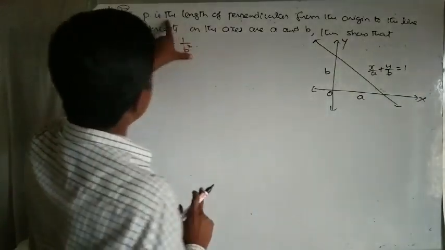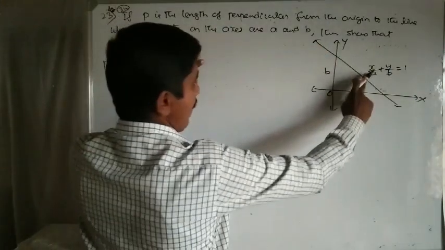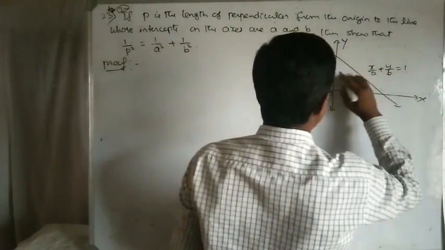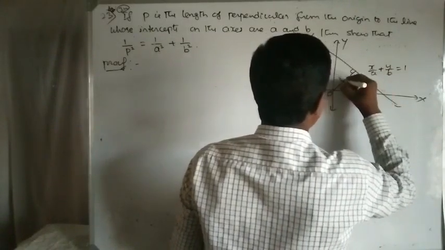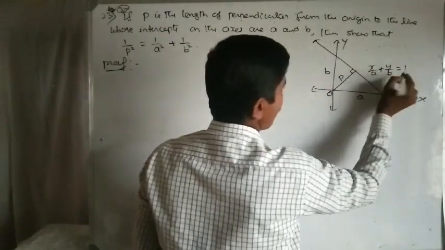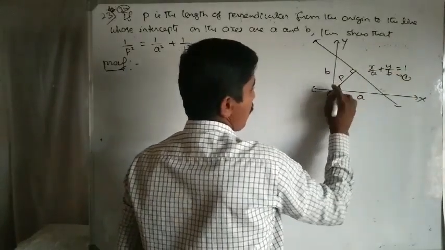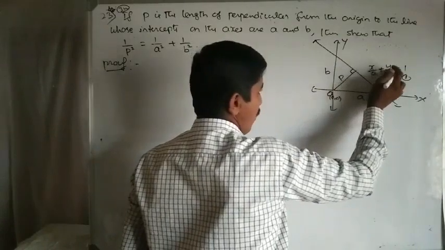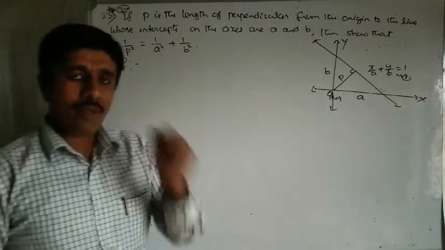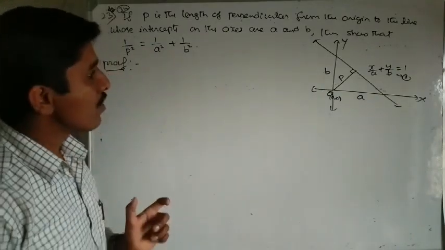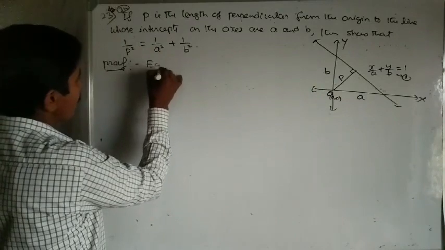Given that P is the length of the perpendicular from the origin to this line. Draw a perpendicular from the origin to this line. P is the length of the perpendicular from the origin to the line x by a plus y by b is equal to 1. We have to prove this condition. It is very important, very easy one. First I am writing the equation of the line.